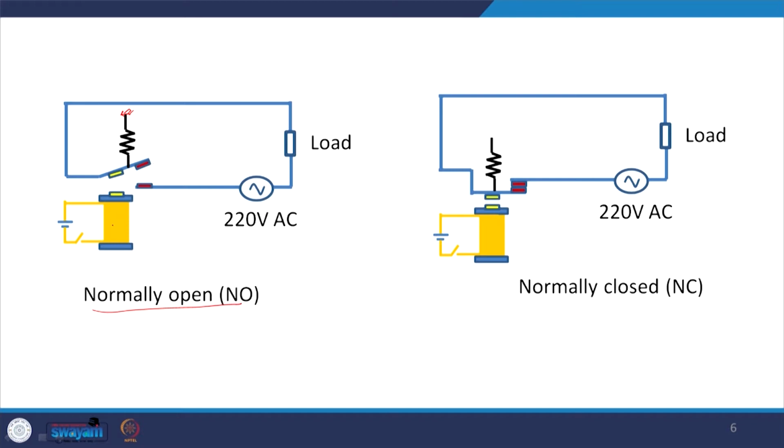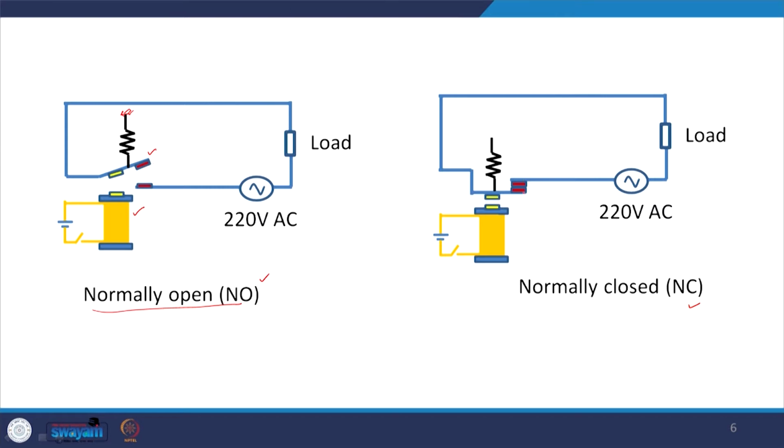Now when the current is supplied to this solenoid, a magnetic field is produced, and because of that this lever gets attracted over here, and this contact closes. So, this is with the normally open switch, and now let us look at the normally closed switch.